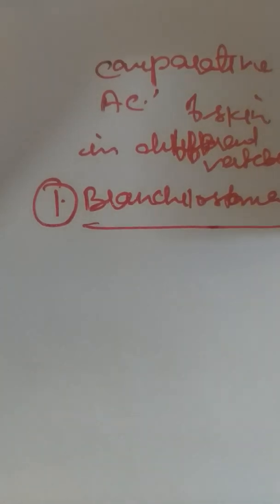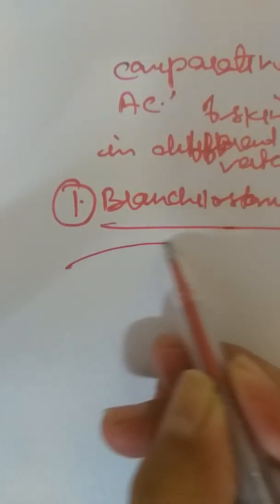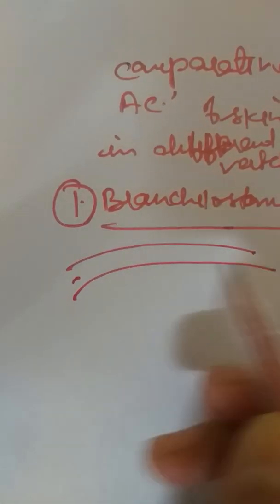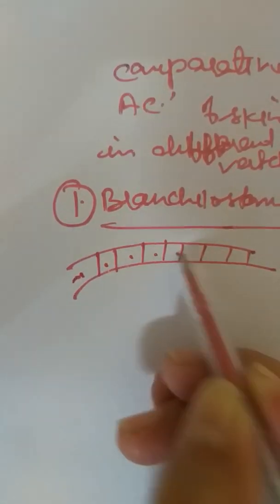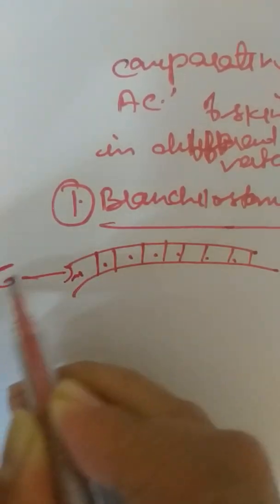Branchiostoma is also called the lancelet. The lancelets have the simplest type of integument amongst the chordates: an epidermis that consists of a single layer of columnar cells. So here it is, the epidermis.